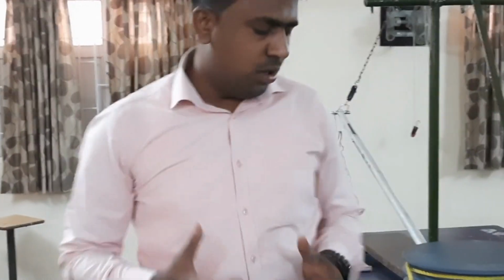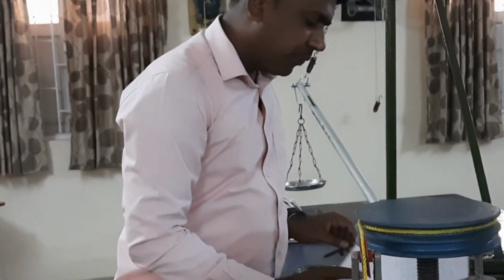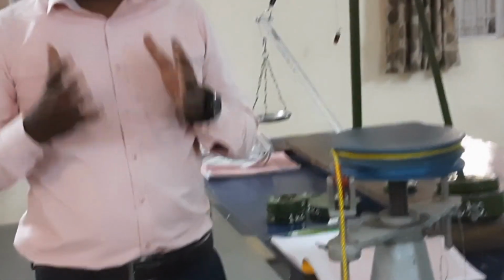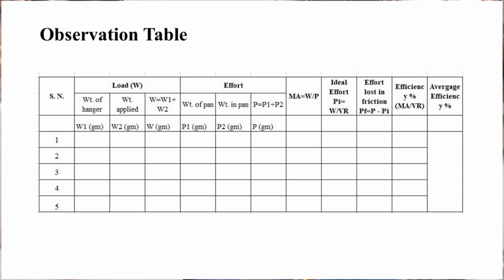Now we will start to apply the load and to measure the effort required to lift the load. In the observation table, again as in the last experiment, two columns are given at the start. The first column is for load applied and the second column is for effort applied. So here we are applying the load.